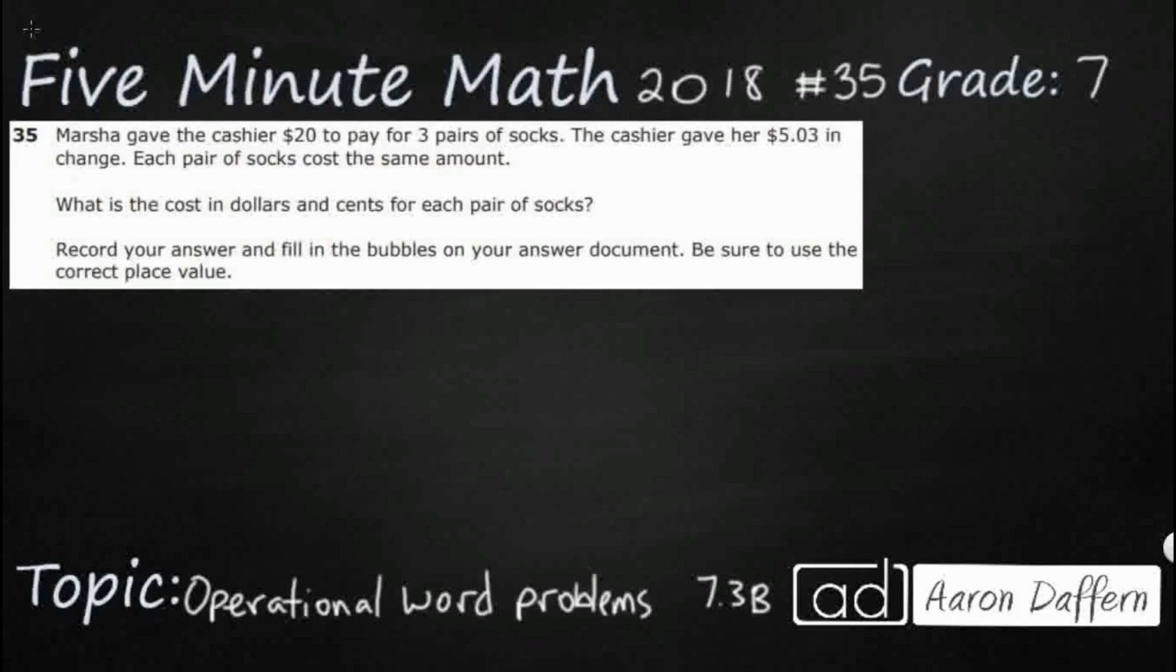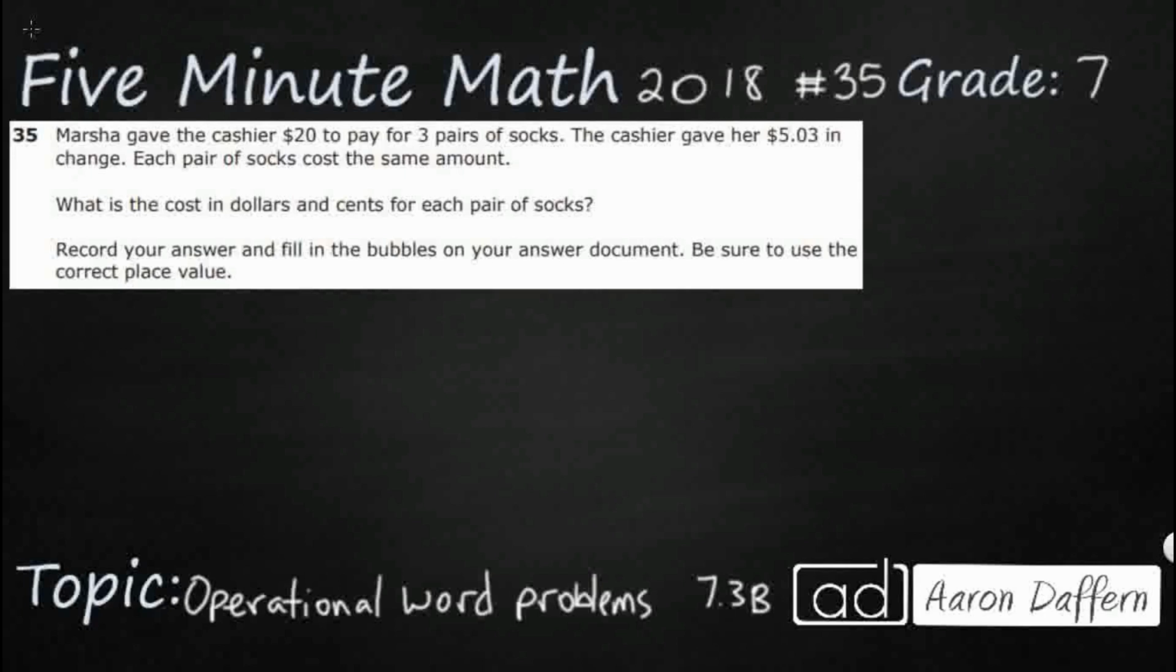Today we are looking at the 7th grade concept of operational word problems. This is standard 7.3b in the great state of Texas, and we are using item number 35 of the 2018 released STAAR test. If you have not done so already, please go ahead and take a moment to pause the video, work this problem out on your own, unpause it, and then we will look at our answers together.